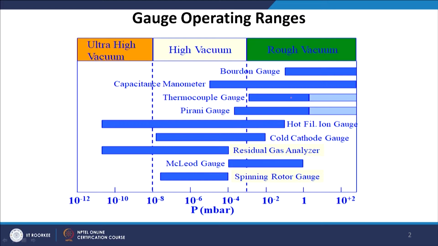The thermocouple gauge is there. Then the Pirani gauge, from the rough vacuum to high vacuum. The hot filament ion gauge, which can go from high vacuum to the ultra high vacuum. Cold cathode gauge, residual gas analyzer, then MacLeod gauge, spinning rotor gauge. These are different kinds of gauges which measure the pressure in different ranges. Today, although we will touch upon different kinds of gauges, in detail we will discuss 2 gauges: one is the Penning gauge, another is the Pirani gauge.